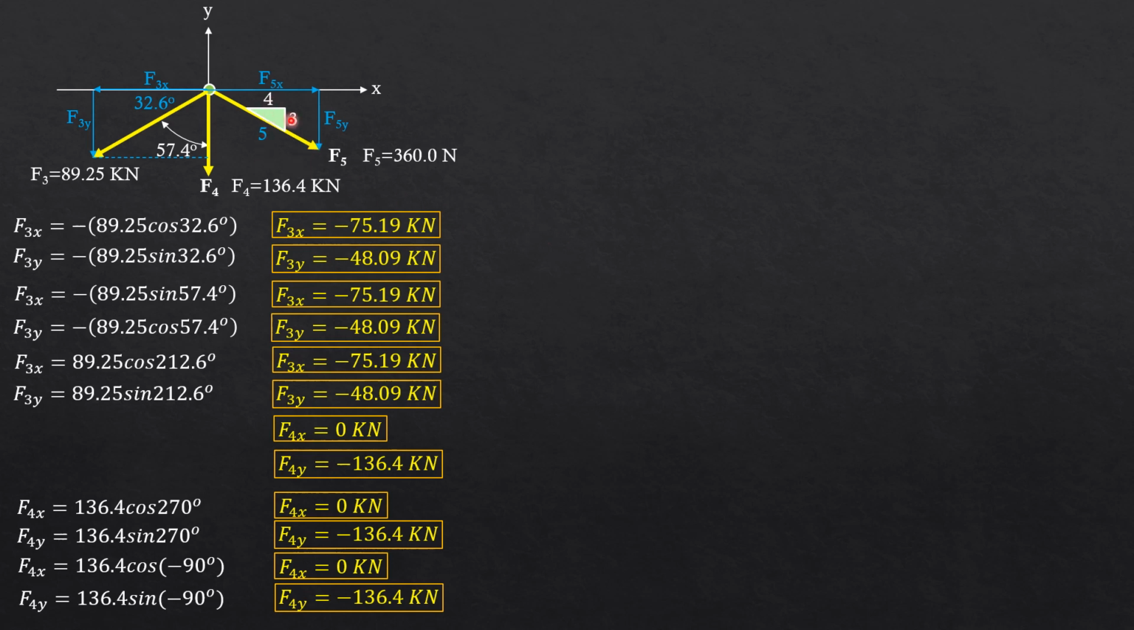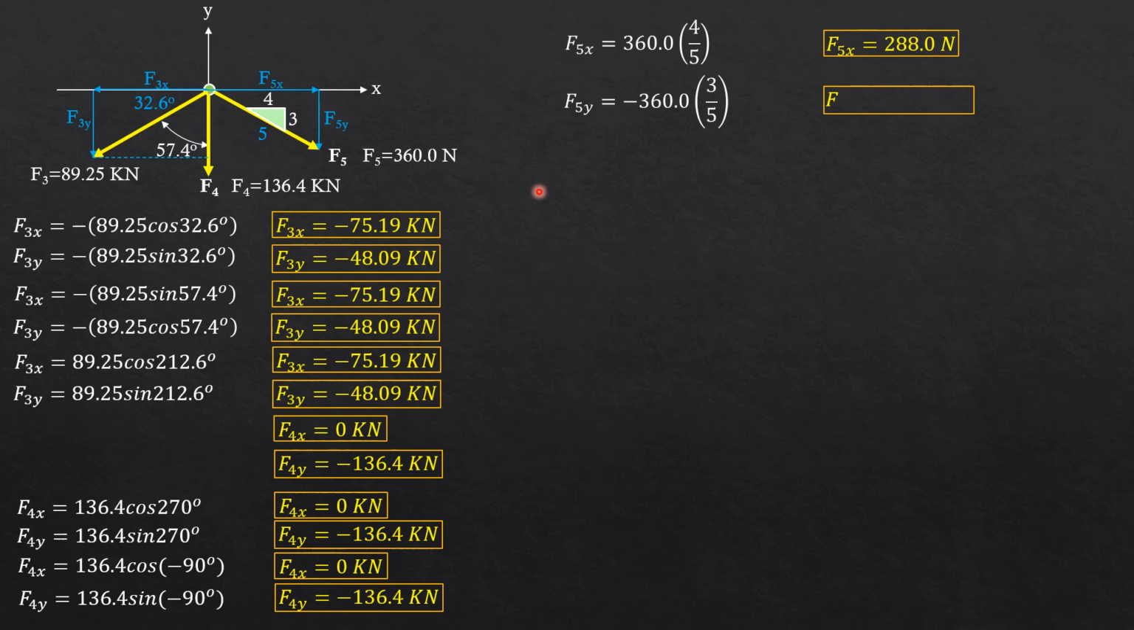Now, in terms of these components of distance, F5x is magnitude of the force 360 times x component of distance, which is 4, divided by distance, which is 5. So F5x is 360 times 4 over 5, and it is equal to 288.0 newtons. F5y is negative, so it is negative 360 times 3 over 5. So F5y is equal to negative 216.0 newtons.